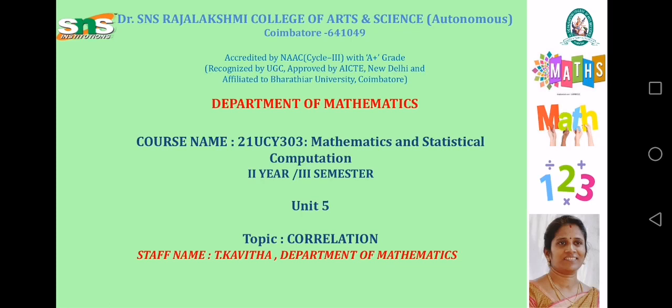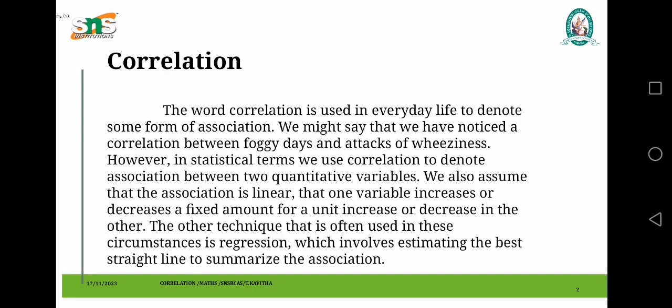Today I am going to explain the topic of correlation. The word correlation is used in everyday life to denote some form of association. We might say that we have noticed a correlation between foggy days and attacks of dizziness. However, in statistical terms, we use correlation to denote association between two quantitative variables.